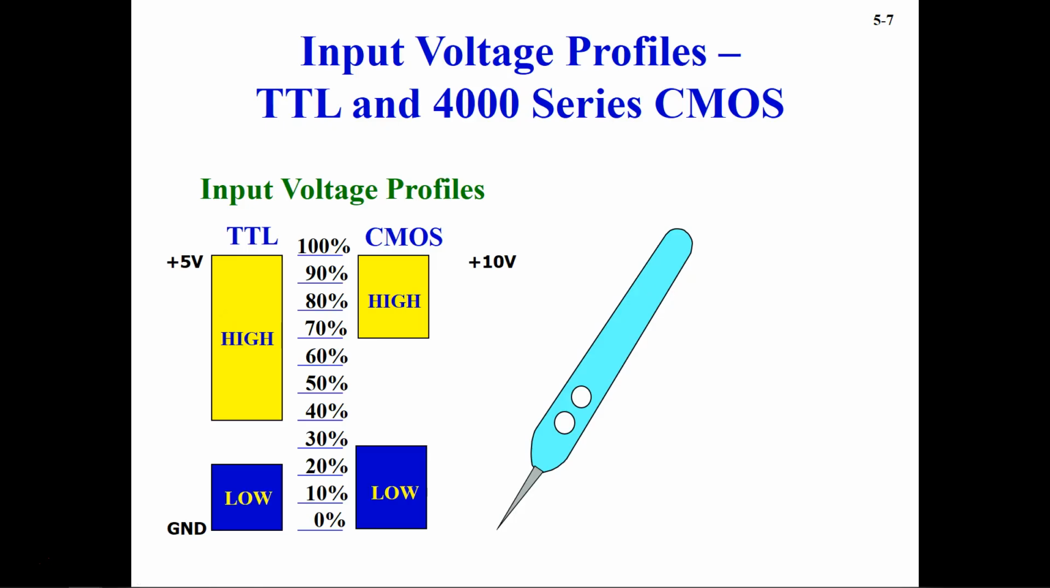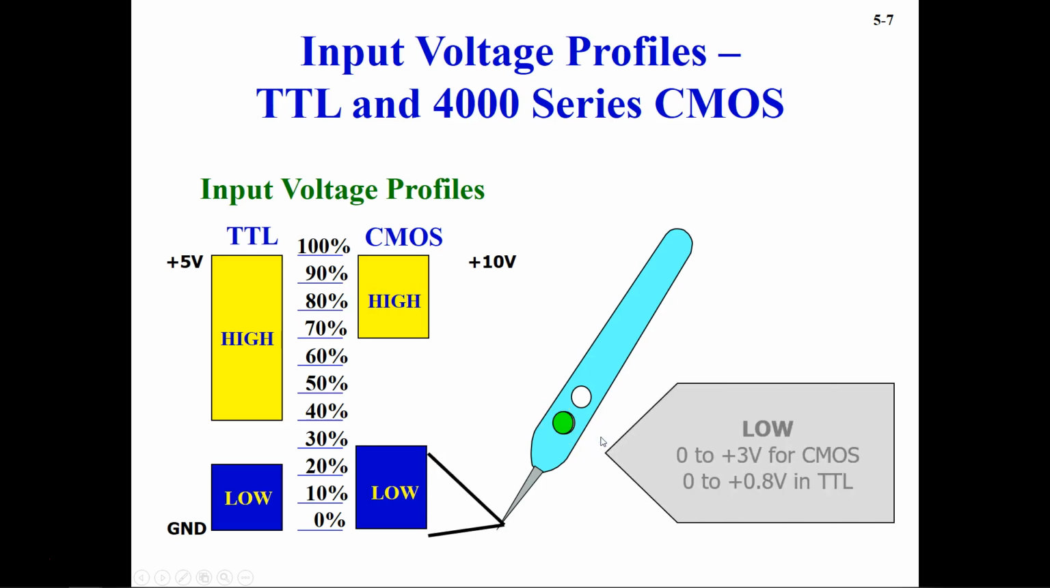So let's see. Right now it was connected to low, and if this logic probe is connected to your low, then you see this button will be turned on, which will show low. For CMOS it's going to be between 0 to 3 volts, and for TTL it's going to be between 0 to 0.8 volts. Now see what's going to happen next.